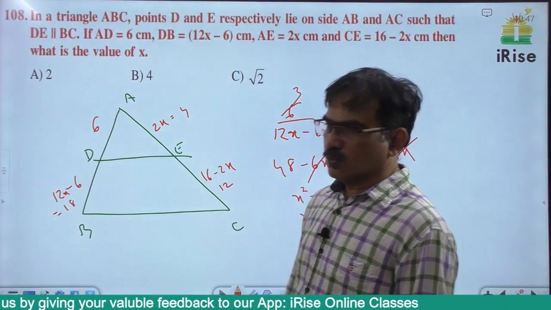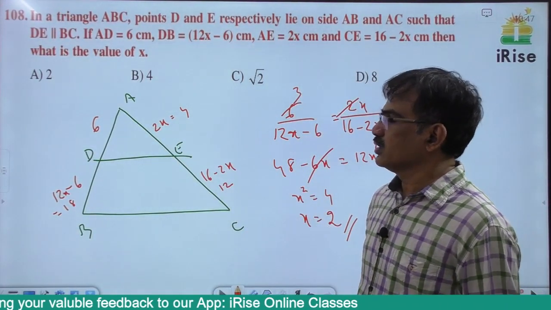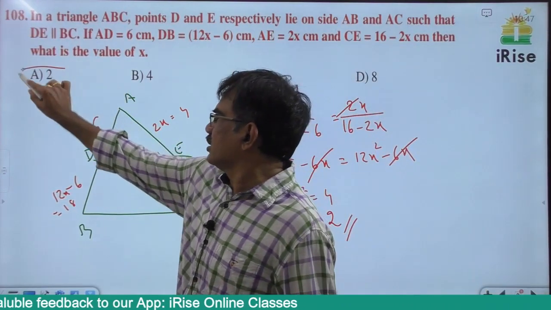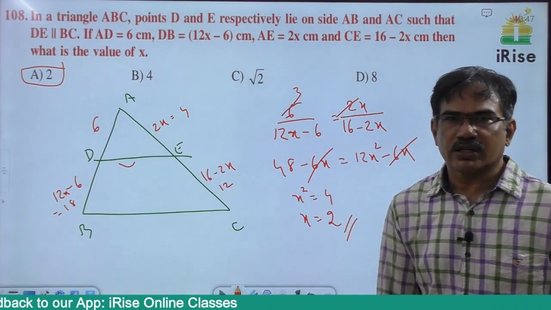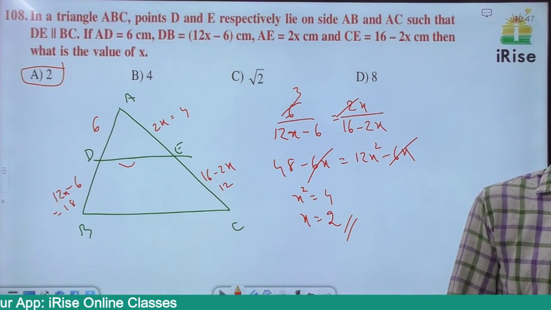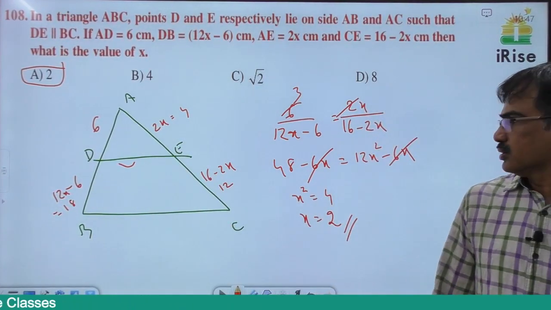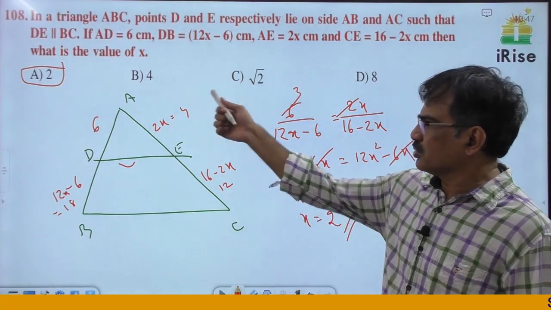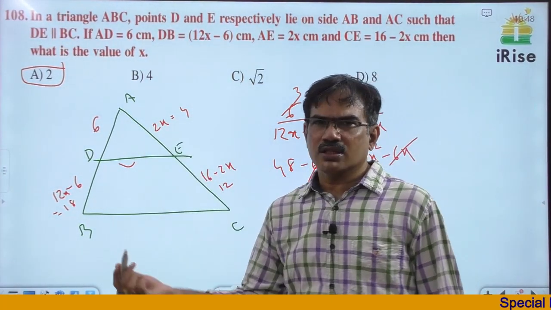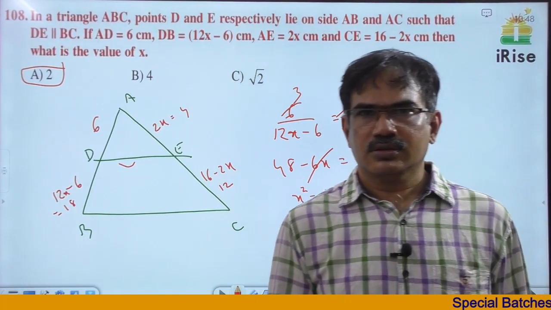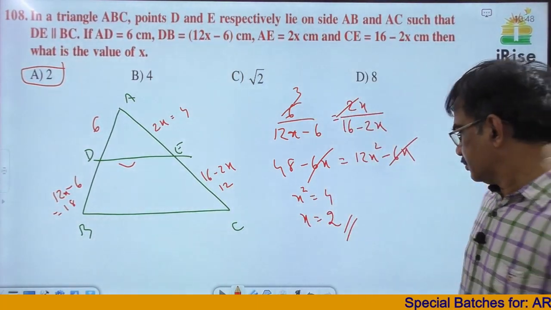6 by 18 is 1/3. 4 by 12 is 1/3. Satisfied. Actually it is not necessary to check, but for understanding, I have used the checking also. So this is the method. Or substitute, then if you get the same ratio, that is the answer. Okay, next.